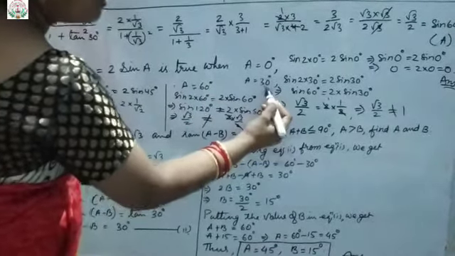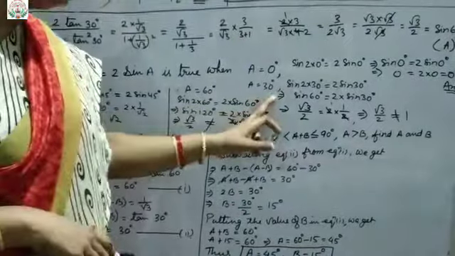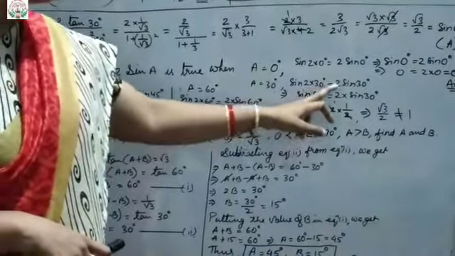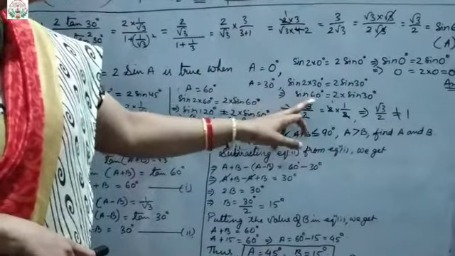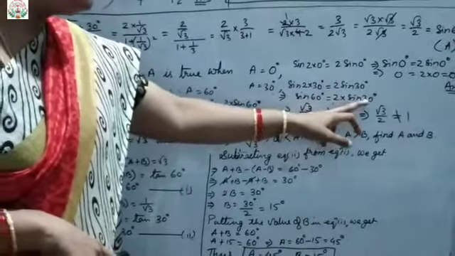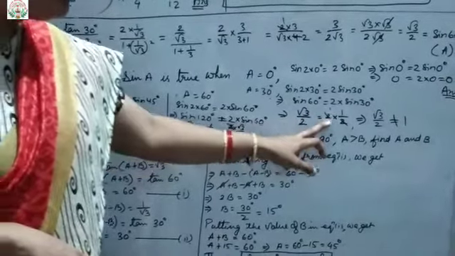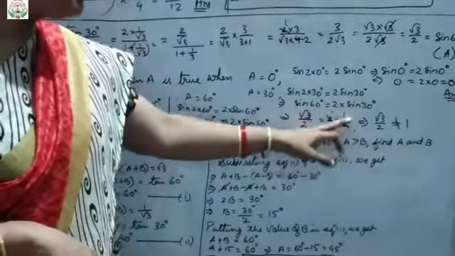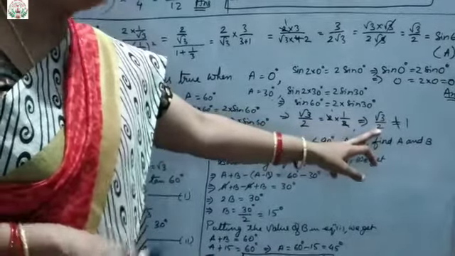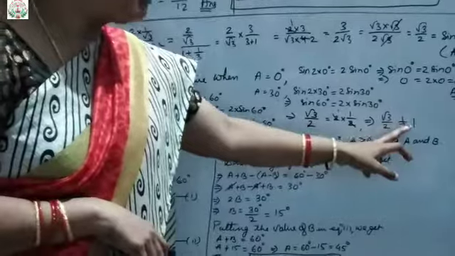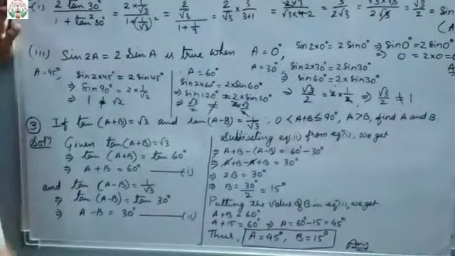Now come to the fourth part, that is a equals to 30 degree. When a is 30, sine 2 into 30 equals to 2 sine 30. 2 into 30 will be 60. Sine 60 equals to 2 into sine 30. Sine 60 is root 3 upon 2. Here 2 into sine 30 is 2 into 1 upon 2. So 2 gets cancelled. We get root 3 upon 2 in the left hand side. Is that value equals to the right hand side value? No. So it is not equal.